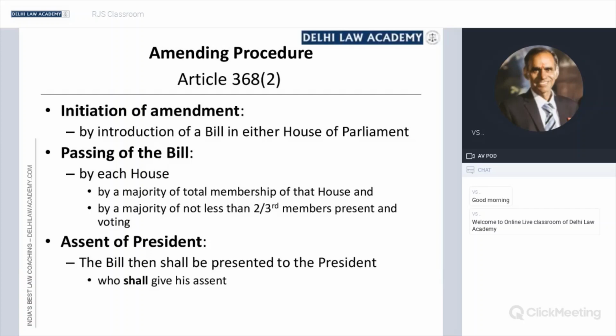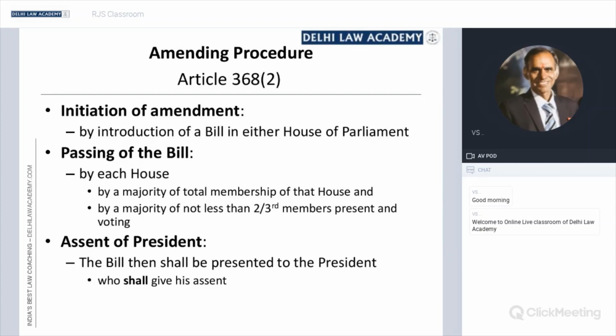The second step is passing of the bill by each house. So the bill has to be passed by each house, and with what majority? The majority with which the bill has to be passed comprises of 2 components. The first component is a majority of total membership of that house. And the second component by a majority of not less than 2/3 members present and voting. And in between, there is the word "and", which indicates that both these conditions have to be satisfied.